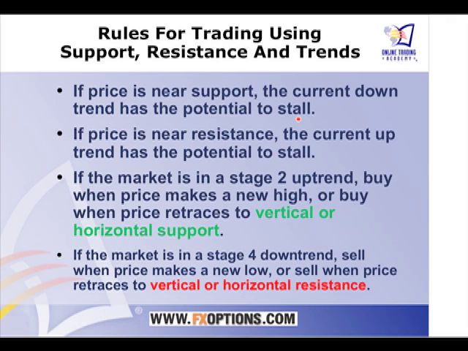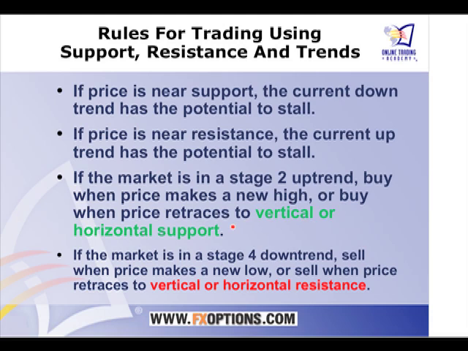So your rules for trading using support and resistance and trends is basically if price is near support, the current downtrend always has the potential to stall. In other words, the vertical movement that the market is going through at least has the potential to stall at that point. Same thing if there's an uptrend and price is nearing some kind of price resistance. That's when the current uptrend has the potential to stall.